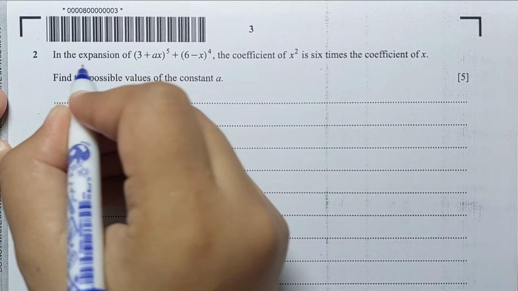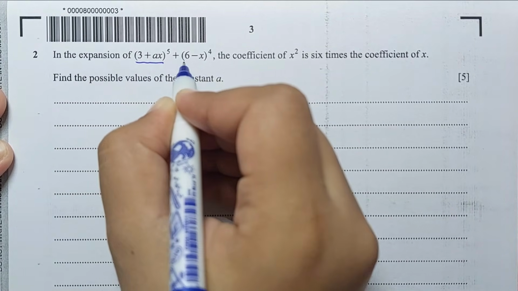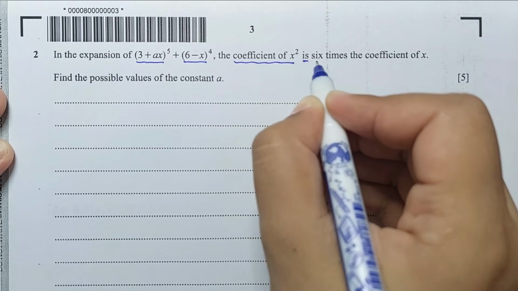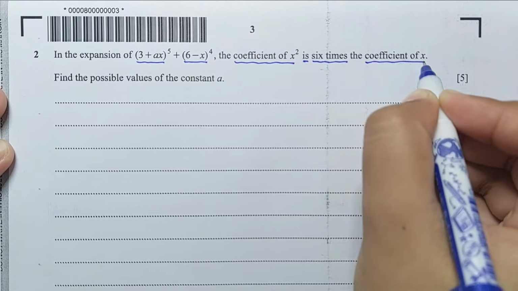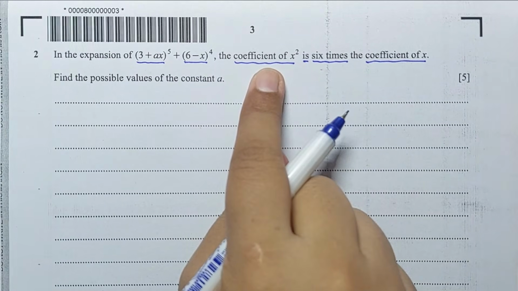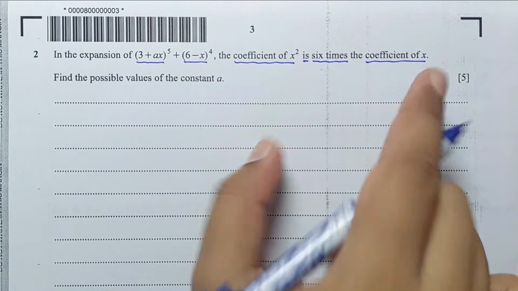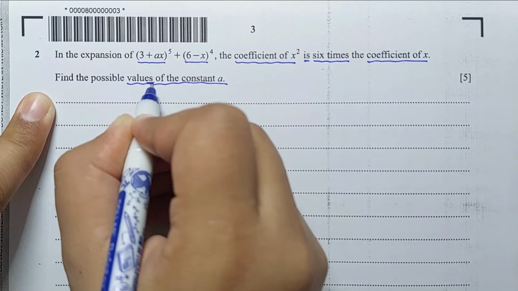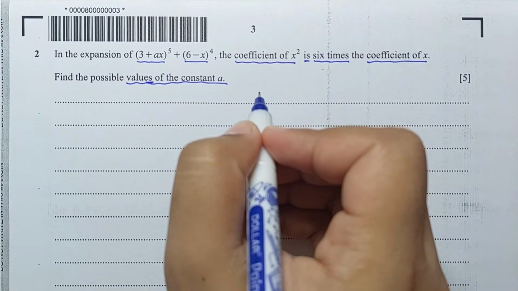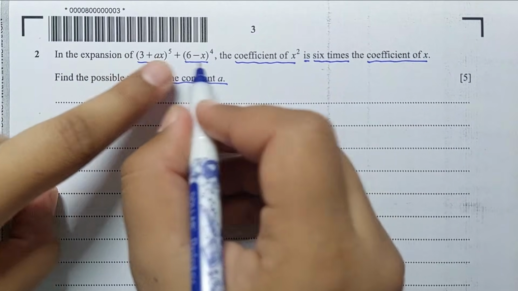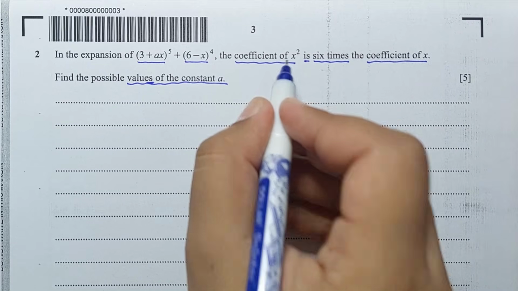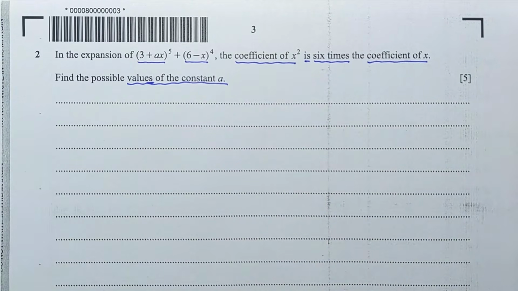Question number 2. In the expansion of this term multiplied by this term, the coefficient of x squared is 6 times the coefficient of x. Find the possible values of the constant a. So we have to expand both terms up to x squared, because we need the coefficient of x and the coefficient of x squared.